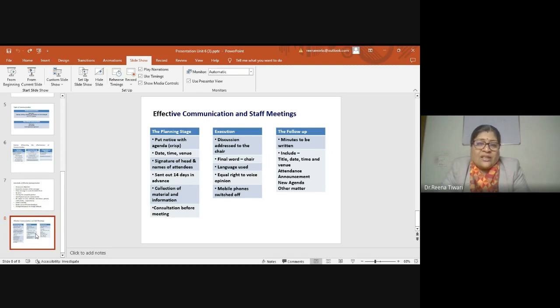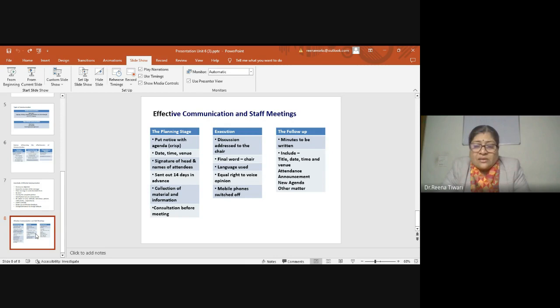All the individual attendees have an equal right to voice their opinions, and some rules can be made, like mobile phones being switched off, because then everyone's attention is on what message is being conveyed and what agenda is being discussed.